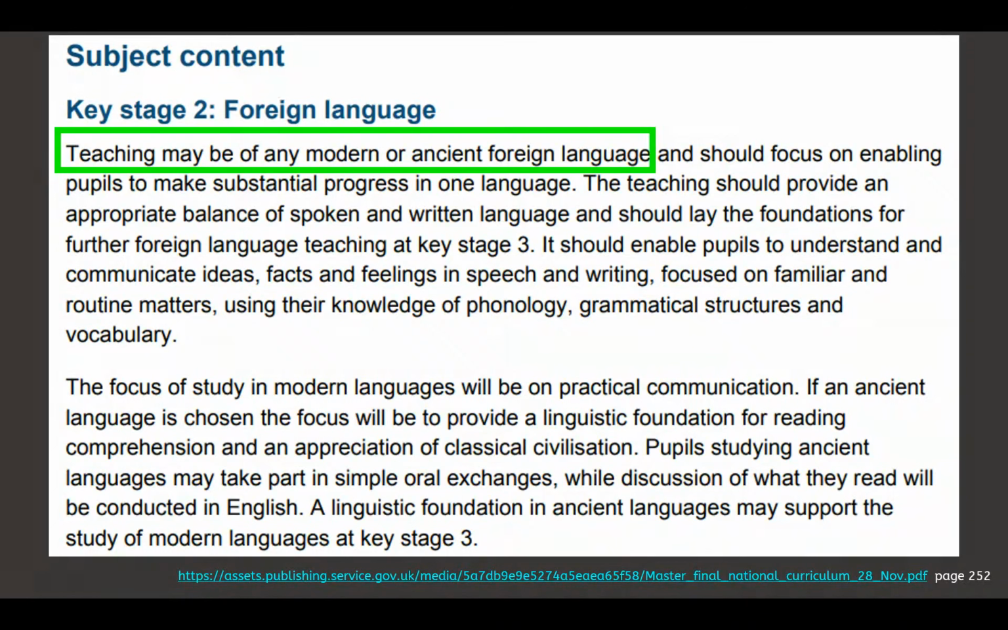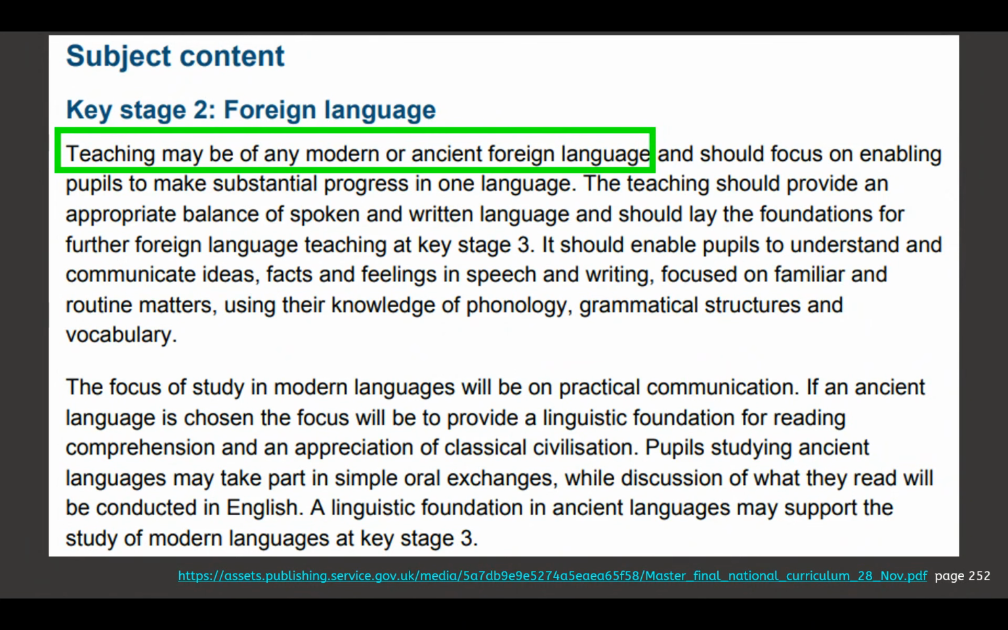The draft national curriculum was then opened to consultation with the opening sentence of the subject content for Key Stage 2 languages saying, teaching should focus on enabling pupils to make substantial progress in one of the following languages: French, German, Italian, Mandarin, Spanish, Latin, or Ancient Greek.